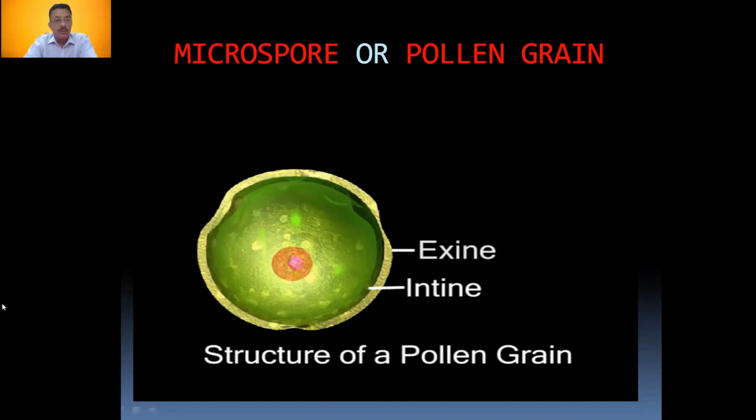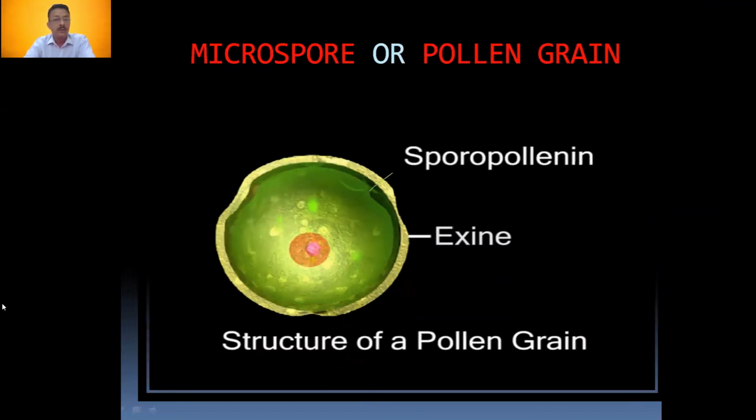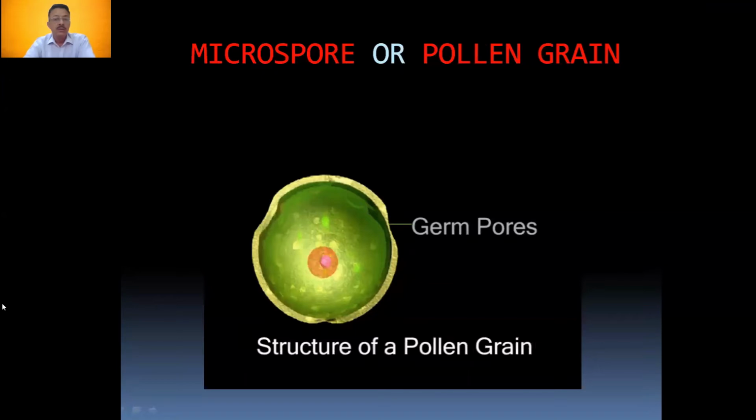Now, look at this diagram of the pollen grain or microspore. It has sporoderm. Sporoderm has two parts, outer exine and inner intine. Exine is made up of sporopollenin, the chemical material which makes the pollen grains bear unfavorable environmental conditions. Germ pores are present. In this pollen grain, there are 3 germ pores present. So it is called tricolpate pollen grain.